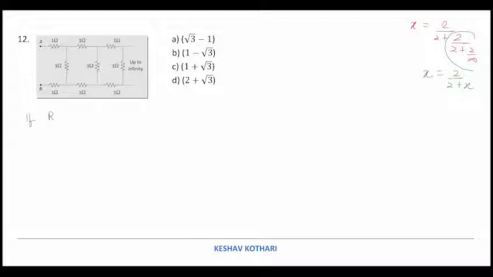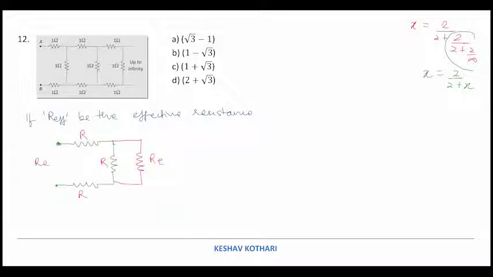So from here we can say that if R effective is the effective resistance, then I can redraw this circuit in this way: this is equal to R, this is another R, this is another R, and this entire network is replaced with R effective. So this is R effective and all these values are equal to R, and the value over here will again be R effective.